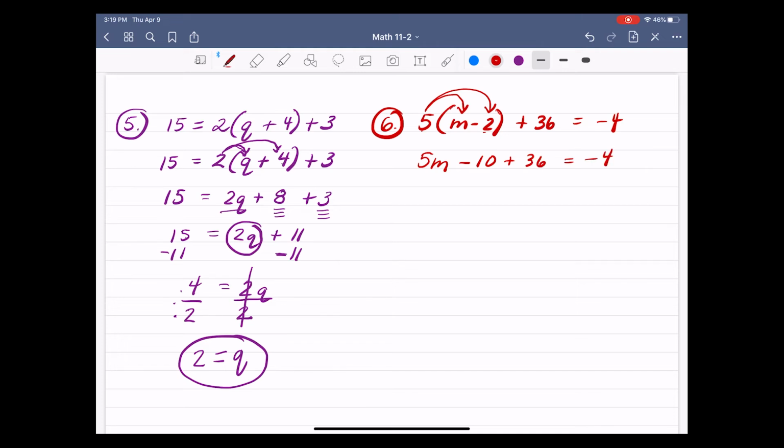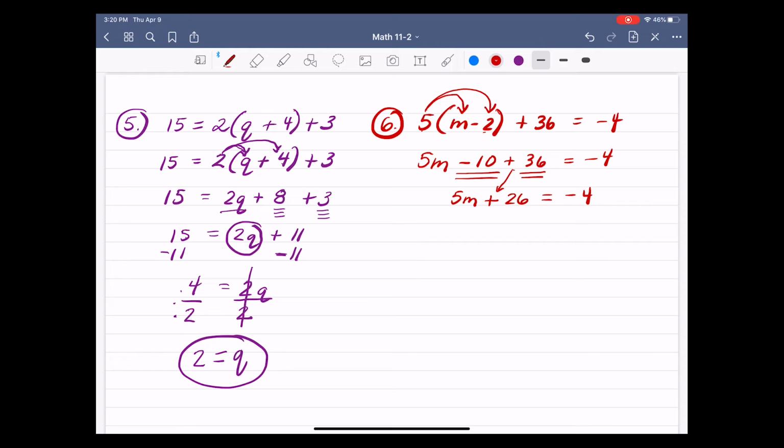I can combine some terms here. I can combine a negative 10 and a 36, and I'm going to get 26. 36 minus 10, or the difference between 10 and 36, is 26. The sign of the number that appears larger is positive, and then I've got to remember to bring down my 5m, and we've got to bring down that plus equals negative 4.